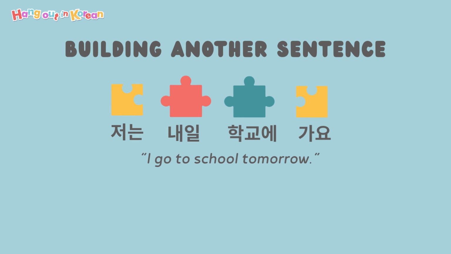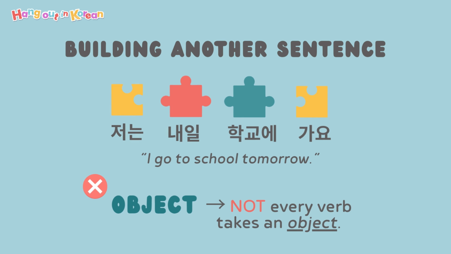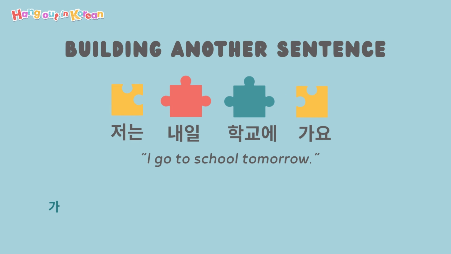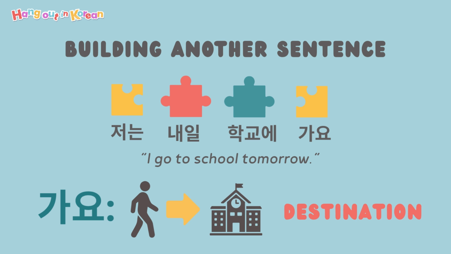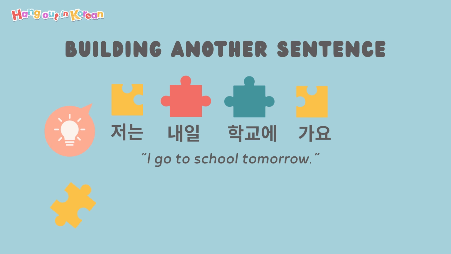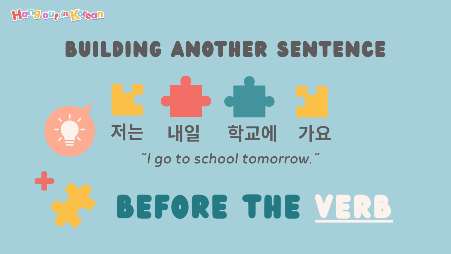Notice that this sentence doesn't have an object. That's because not every verb takes an object. The verb 가요 describes going to a destination, so it naturally combines with a destination rather than an object. Even though this sentence uses fewer pieces, it still follows the same basic idea. New information is added before the verb, and the verb usually stays at the end. Once you recognize this pattern, building Korean sentences becomes much easier.